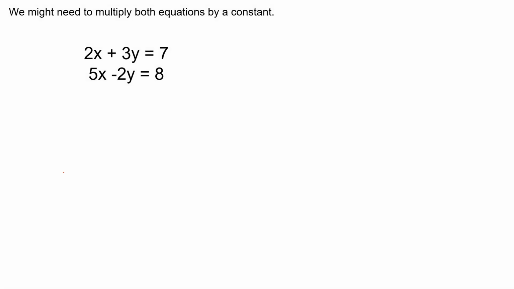The hardest kind of equation you might see is one where you need to multiply both equations by something. So in this question, equation 1 is 2x plus 3y equals 7, and equation 2 is 5x minus 2y equals 8.